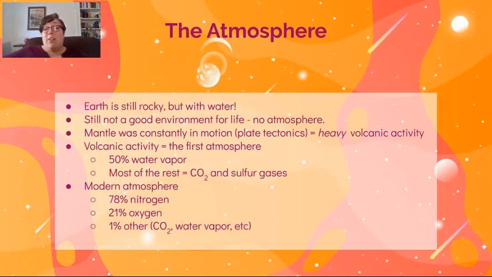All right, we're getting closer to a livable Earth, but we're still not quite there yet. So at this point, after that collision that produced the moon, we're still pretty rocky, now with some oceans as cooling continues and water vapor condenses into liquid water. But the early Earth is missing a critical component that would allow life to develop: an atmosphere.